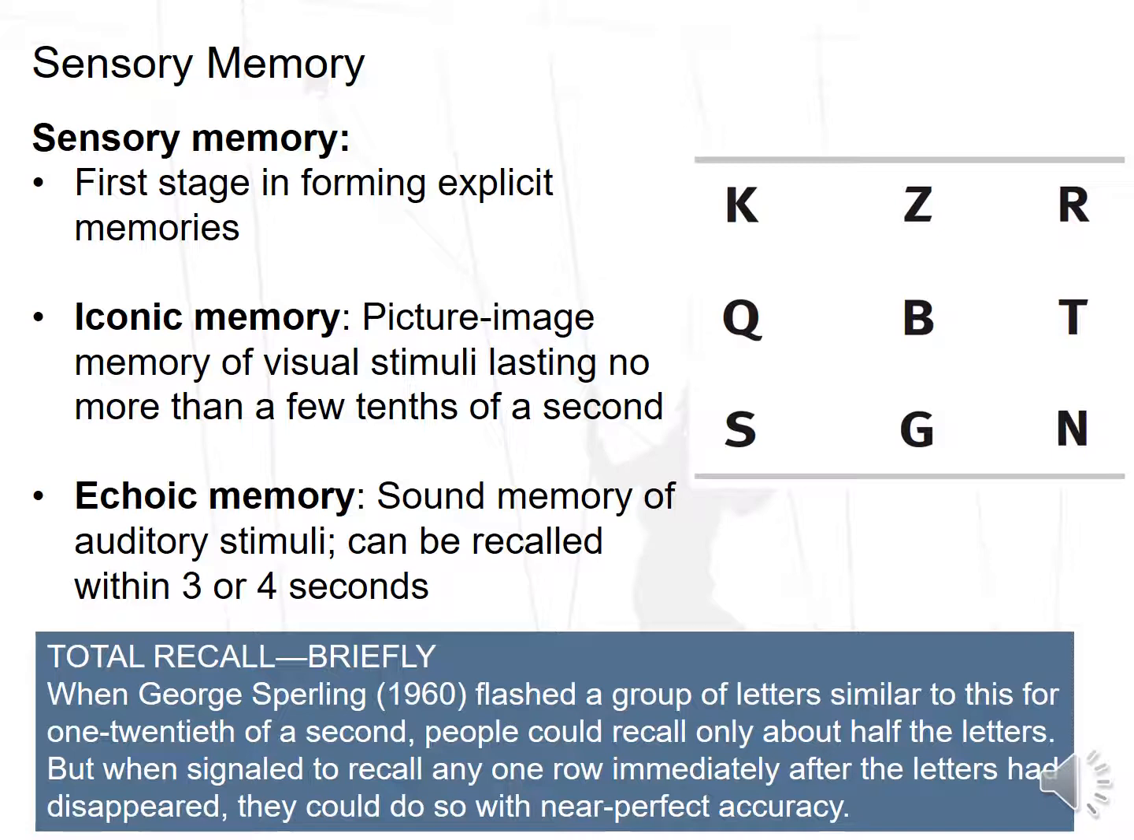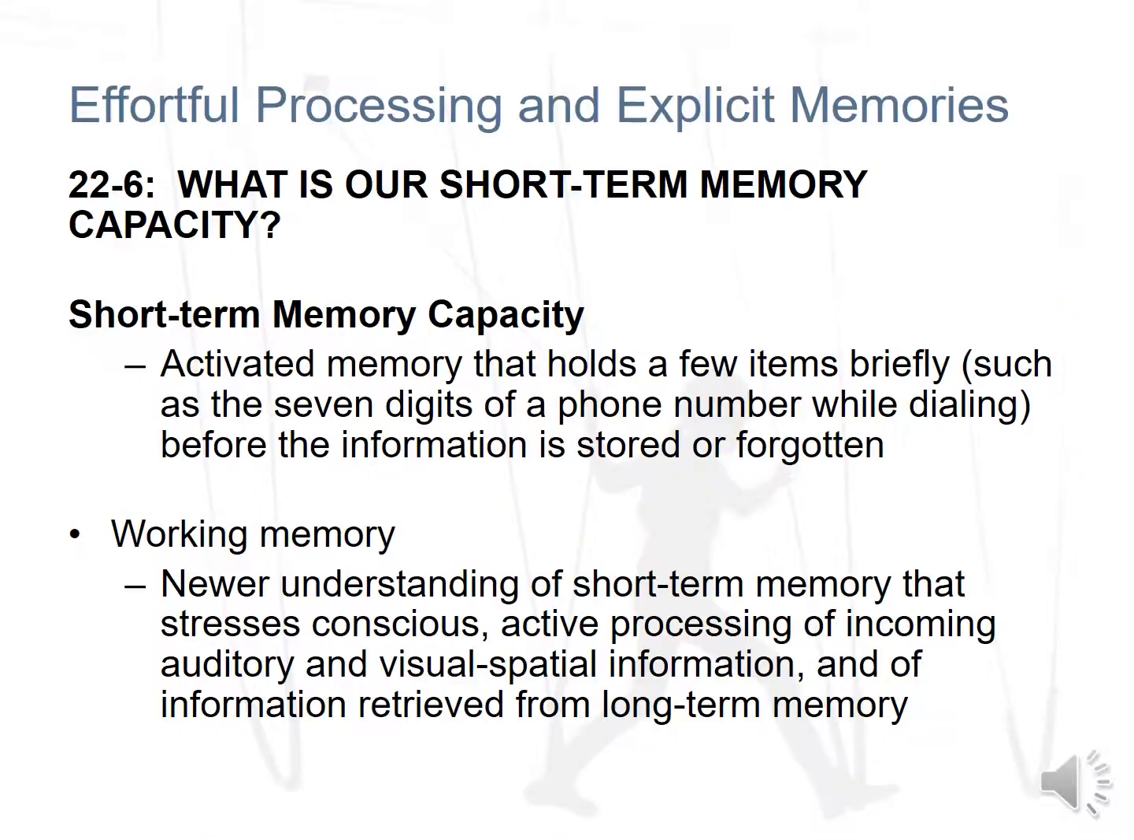So when George Sperling flashed a group of letters similar to this for 1/20th of a second, people could recall only about half the letters. But when signaled to recall any one row immediately after the letters had disappeared, they could do so with near perfect accuracy, which means that there are two different types of memory involved.